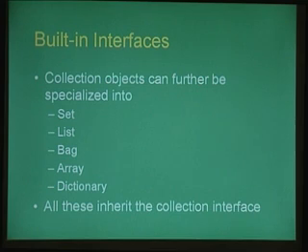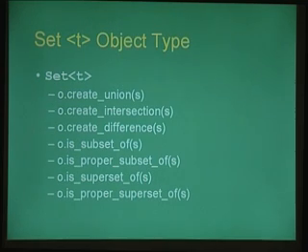There are other kinds of built-in interfaces that are also specified by the ODMG standard, and collection objects can be further specialized into different kinds of classes, like a set, a list, a bag, an array or a dictionary, and so on. All these are derived from the collection class interface. We now come to some iterator mechanisms, or rather the requirement for iterators.